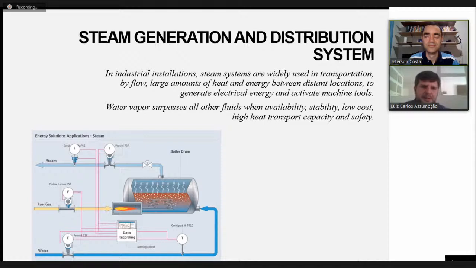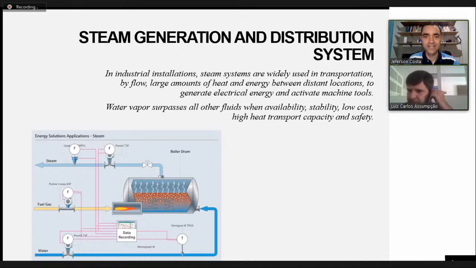We have a boiler drum. We have another utility for this system, which is fuel gas, to start the process. And we have, as a raw material, water that will be heated and vaporized to give this water vapor as a utility for any applications inside your plant.